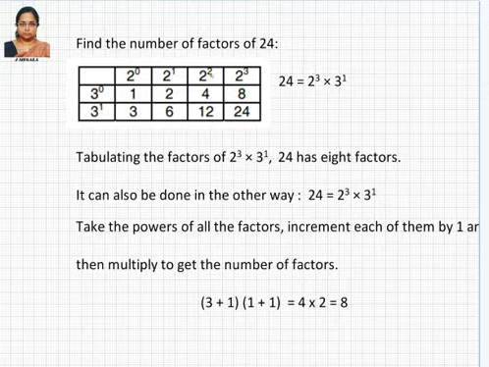When you list this out and take the product of these two, 2 power 0 into 3 power 0 is nothing but 1. The same way, 2 power 1 into 3 power 0 is going to be 2. This is going to be 4, this is going to be 8, and then 3 power 1 into 2 power 0 is 3. Then the product of 2 power 1 and 3 power 1 is 6. 2 power 2 into 3 power 1 is going to be 12, and then 24.